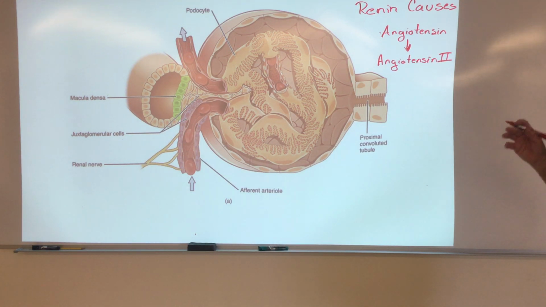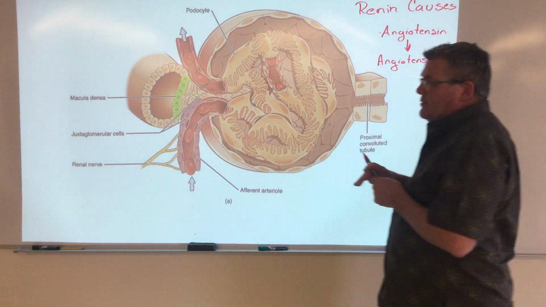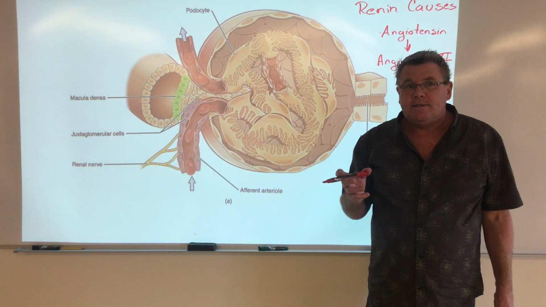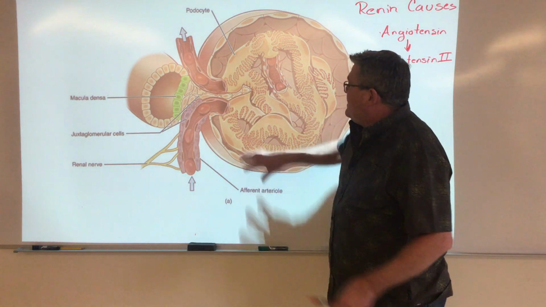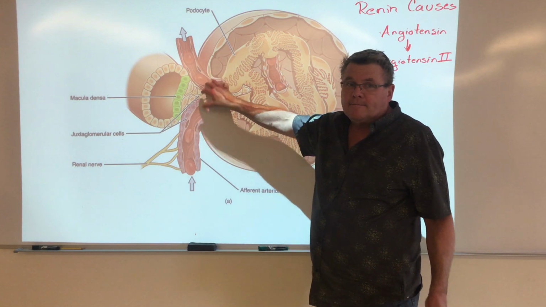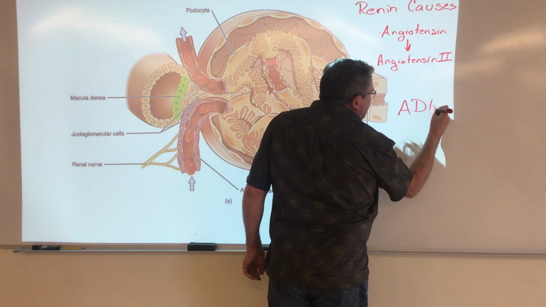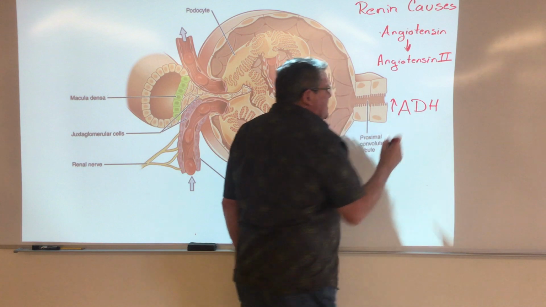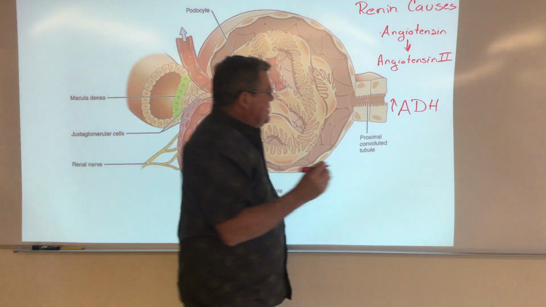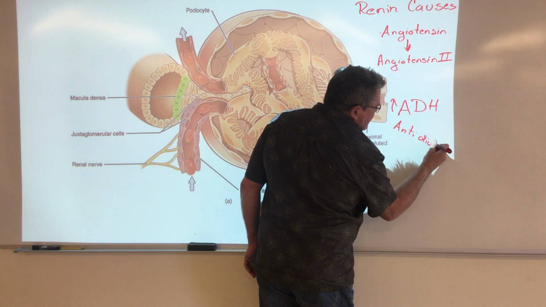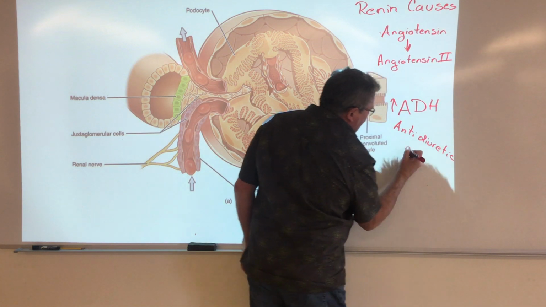Angiotensin 2 has a few different jobs, but really two of the most important are this. It increases the rate of reabsorption of water. Remember, if you're reabsorbing, it's going back into the circulatory system. If I increase the volume, I increase the pressure. That's a good thing. Also, it's going to cause an increase in the production of ADH. ADH stands for anti-diuretic hormone.